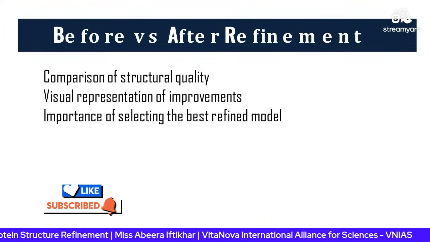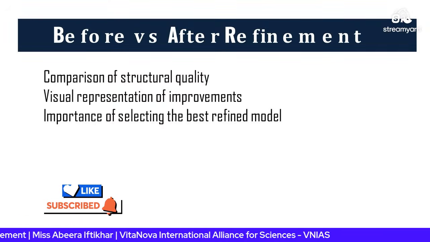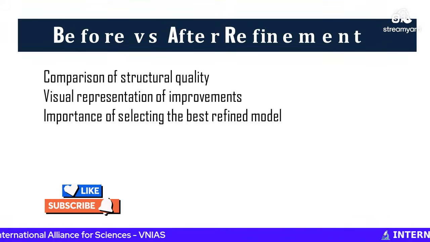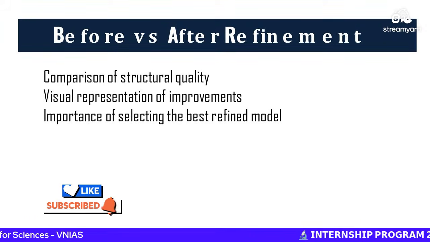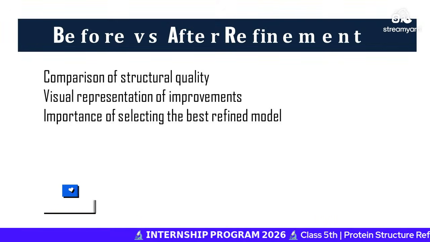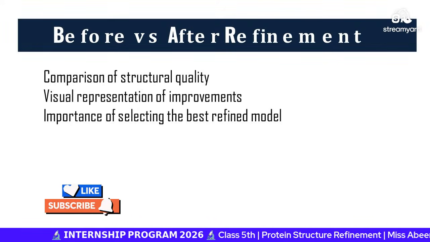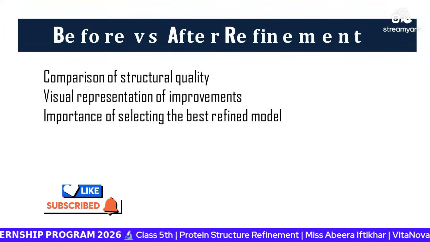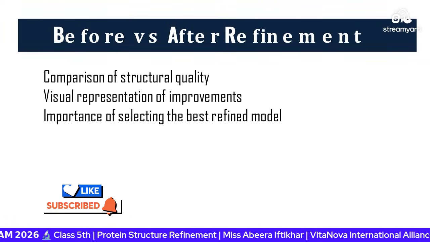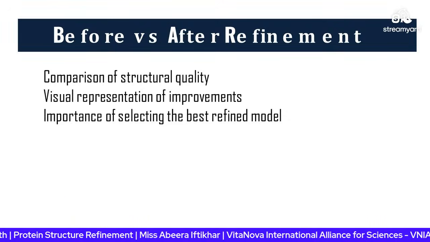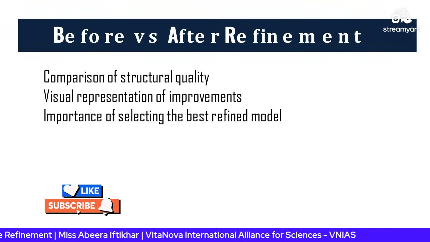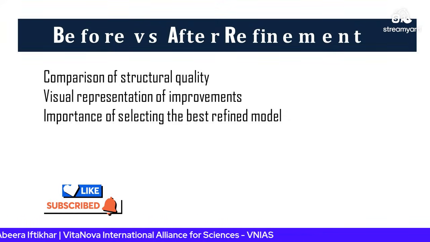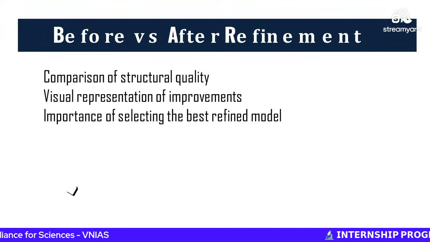So make sure the model you are selecting has the best Rama favored region. All of these are giving us the best Rama favored region, but we are going to pick one as it shows the poorest rotamer. So whenever you pick a model, make sure it shows as poor a rotamer as possible in this chart, and good Rama favored regions. Next slide, please.